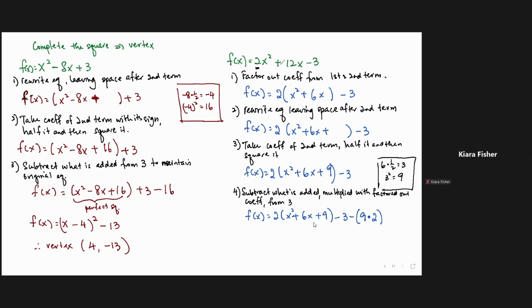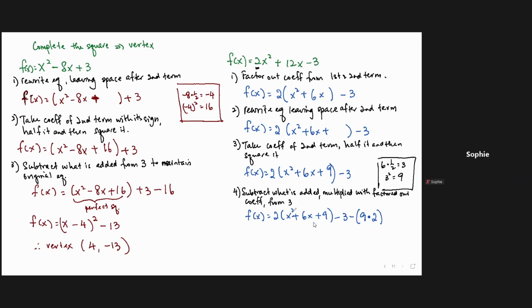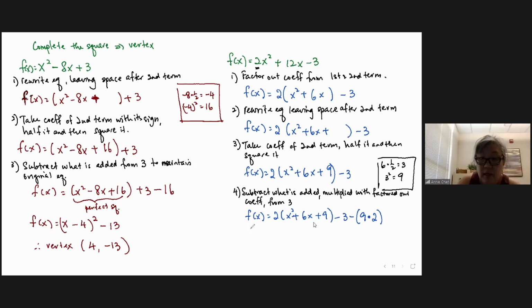Because if I didn't factor this out, I should be working with 12, right? But because I factored the 2 out, I'm working with 6. You see that? Yeah. Okay. So f of x equals 2x squared plus 6x plus 9 minus 3 minus 18. So this is your perfect square.